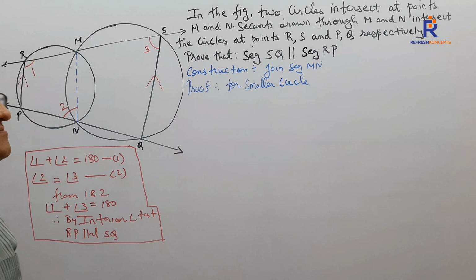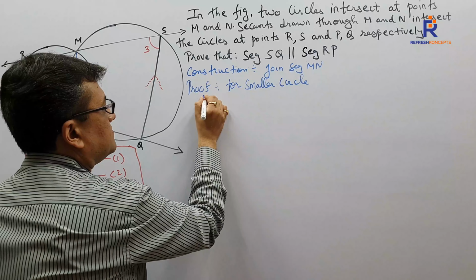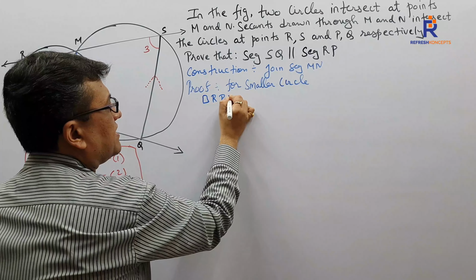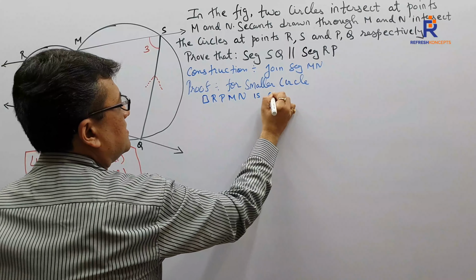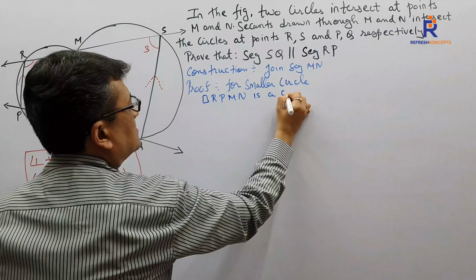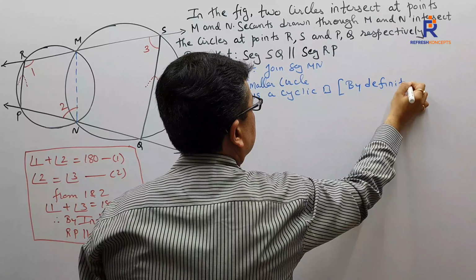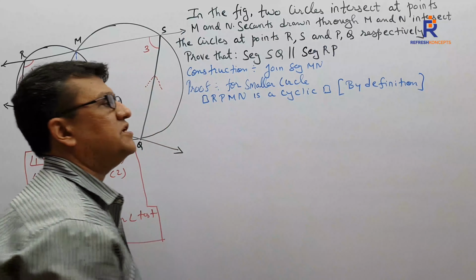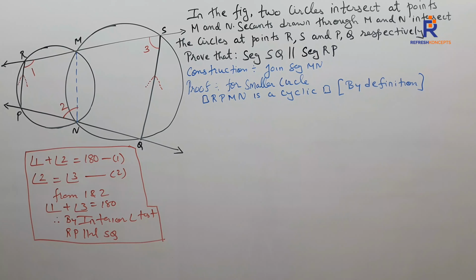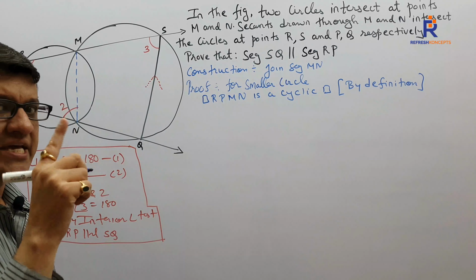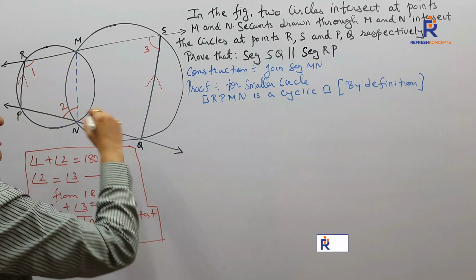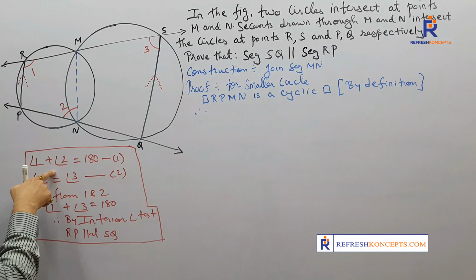For the smaller circle, quadrilateral RPMN is a cyclic quadrilateral. Now why? The reason is what you shall say: by definition. Right? You did not say that all the points lying. Since it's a cyclic quadrilateral, therefore, what was our skeletal first line?